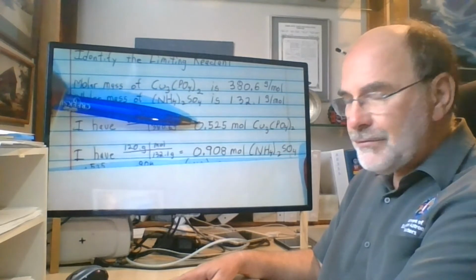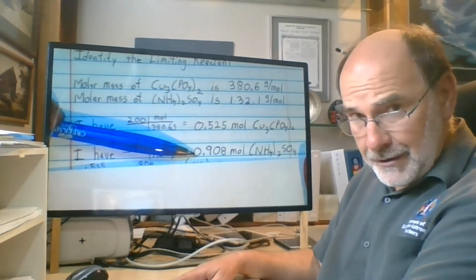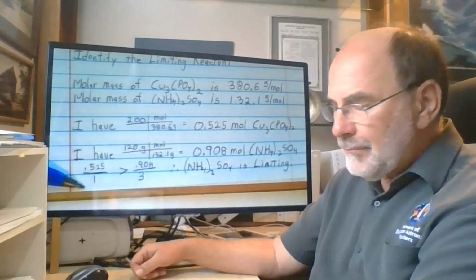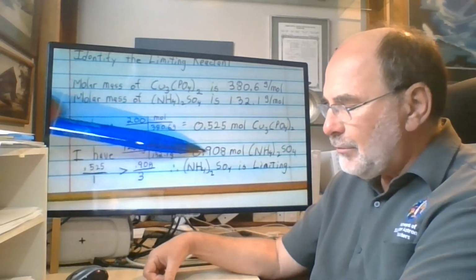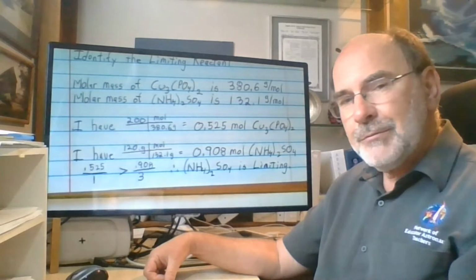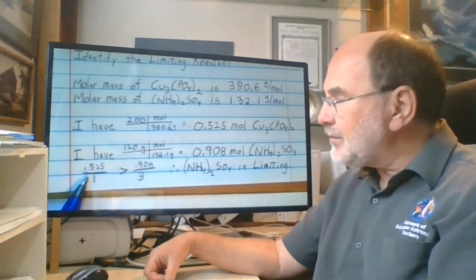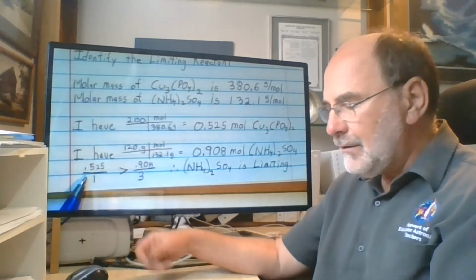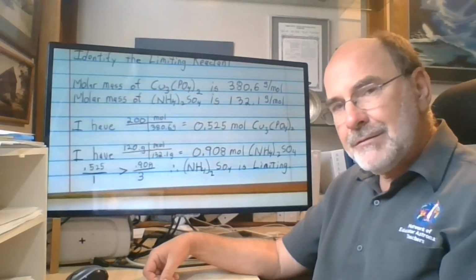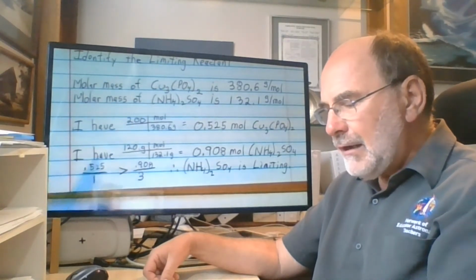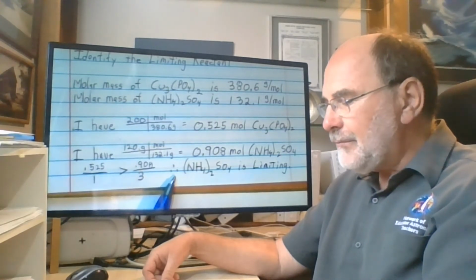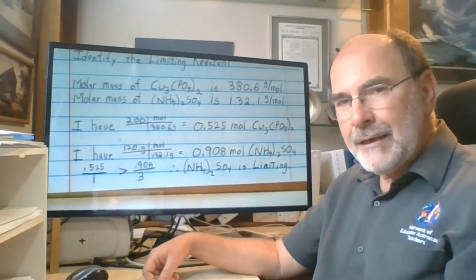I want 1 mole of this first reactant for every 3 moles of the second reactant. So the ratio that I'm looking at is 0.525 moles to 1 compared to 0.908 to 3, since I need 3 moles of the second reactant for every 1 mole of the first reactant. The ratio of the first reactant is I have a little over half of what I need, whereas the ratio for the second reactant is less than 1/3 of what I need for that balanced chemical reaction. So of the two, I'm going to run out of the second reactant first, and therefore, these 3 dots is the mass symbol meaning therefore, the ammonium sulfate is the limiting reactant.